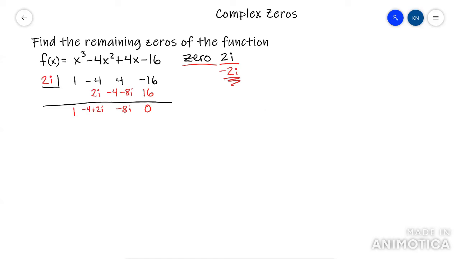Now, what I'm going to do, since I knew this negative version of it was one of the zeros, I'm going to immediately run synthetic division again on this result, this time using negative 2i. So drop the 1, multiply. You'll notice that the i's cancel kind of thing.